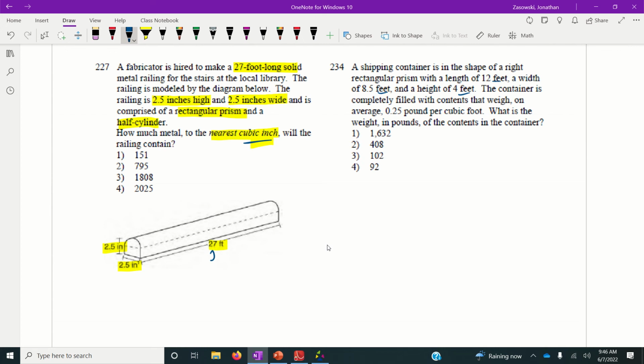So if you have 27 feet, when we're turning it into inches, we're going to multiply by 12, because remember, going from a larger to a smaller unit means we get more of that. And 27 times 12 is 324 inches. Okay, so now, in terms of the half cylinder, remember that the height of the cylinder going all the way back is 324. The radius going up and down here is half of this, so 1.25 is our radius. So the volume of the half cylinder part is 1/2 pi r squared h.